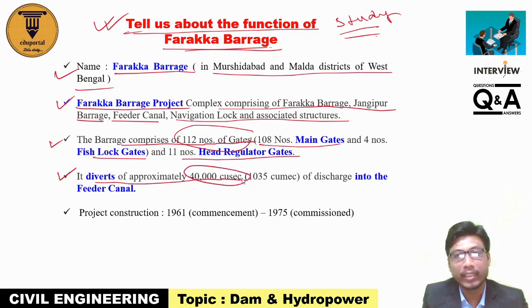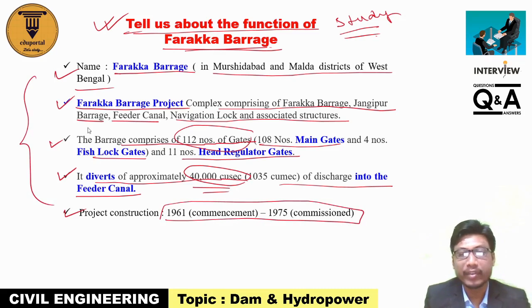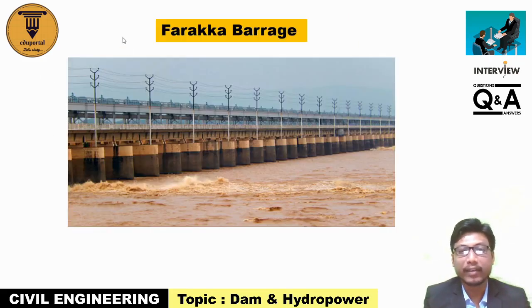Just remember this information because it is important from the historical angle. It diverts approximately 40,000 cubic feet of water discharge into the feeder canal. What the feeder canal is, I am going to tell in the next slide. Project construction was from 1961 to 1975. This is important. So these are some information regarding Farakka barrage, and it is in Murshidabad and Malda. Now see, this is the Farakka barrage. This is very important.